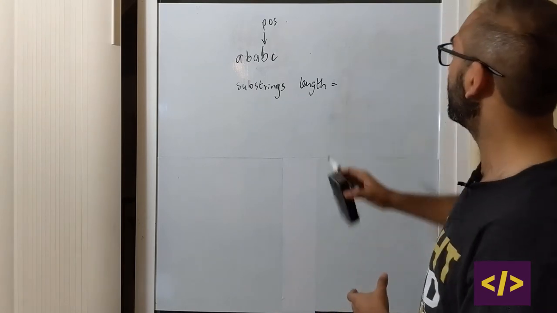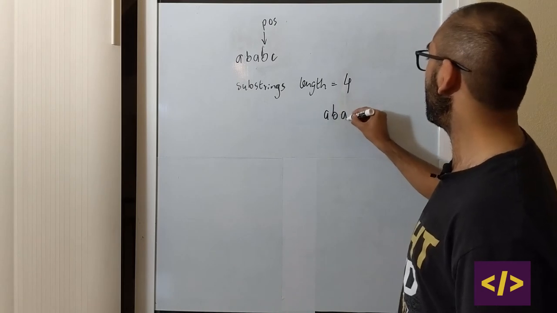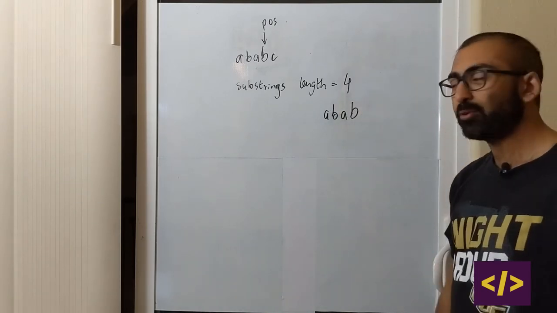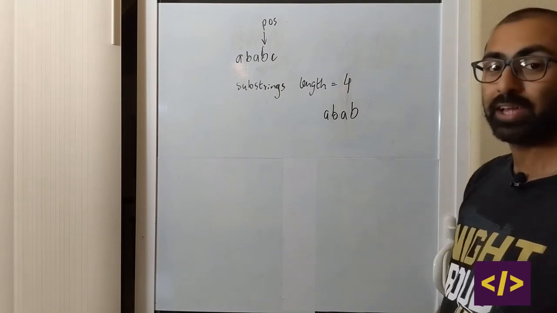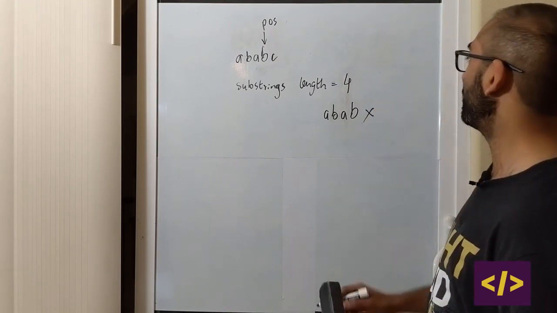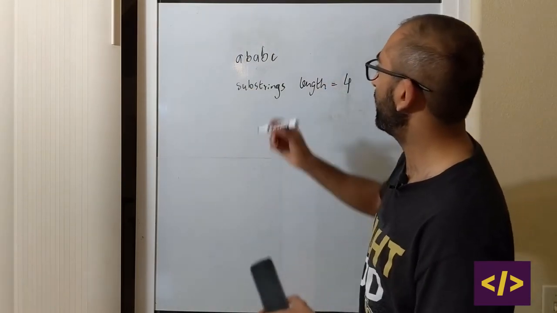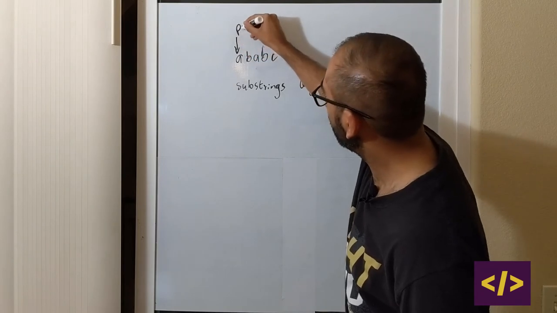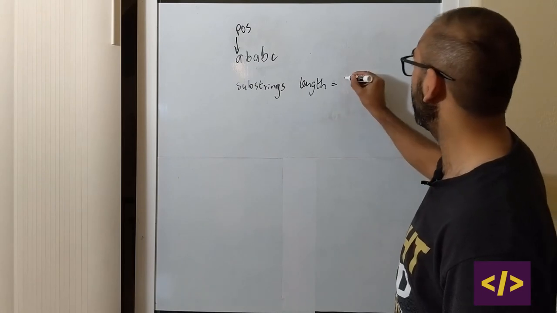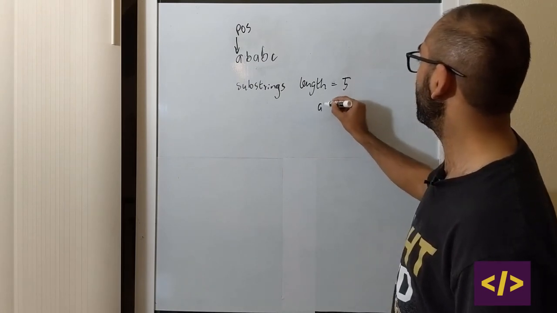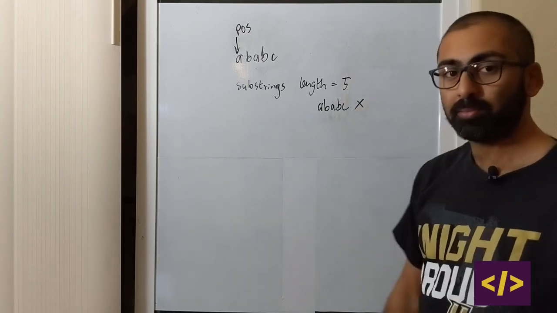Let's do length 4. What happens when you do length 4? A, B, A, B. Is that a palindrome? I mean, it kind of looks like a palindrome, but it's not really a palindrome. So it's not a palindrome. So we scrub that out. Oh, position was back at A, by the way. Okay. And then finally, we do length of 5. And we get A, B, A, B, C, which is not a palindrome.